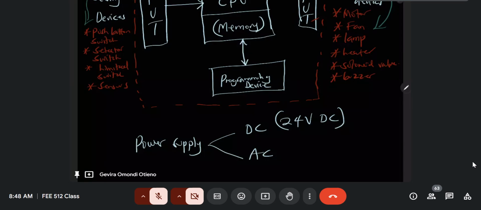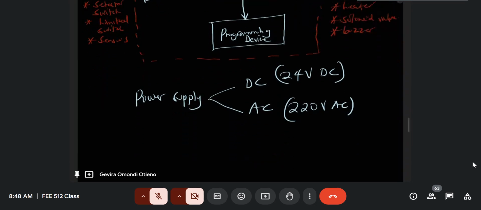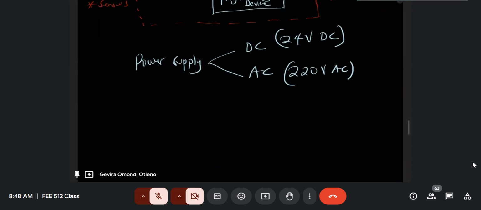But the AC equivalent, I think, is around 220 volts AC, not 240. I know that our typical outlet is rated 240 volts, but the PLC is operated around 220 volts AC and 24 volts DC. That's important. Of course, I can't explain much about the power supply. You know the significance of a power supply to an electronic device.